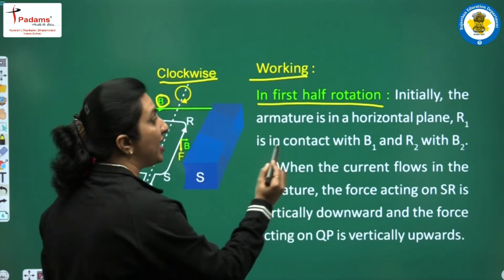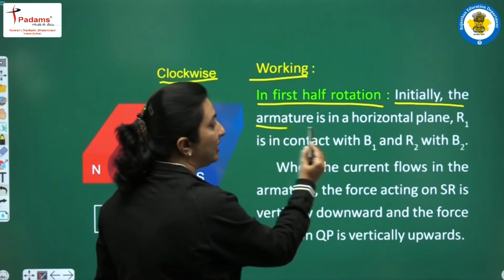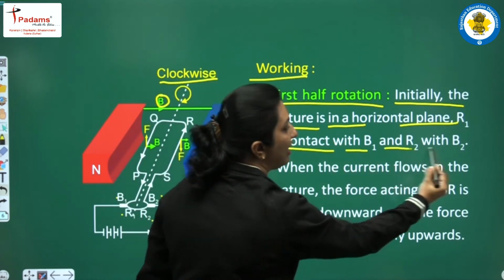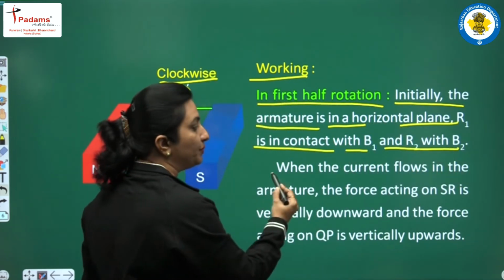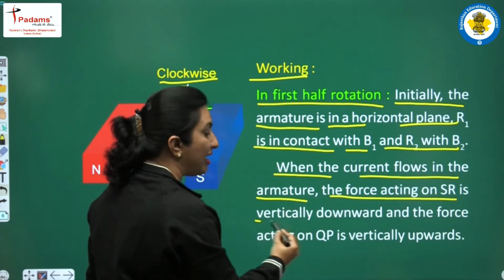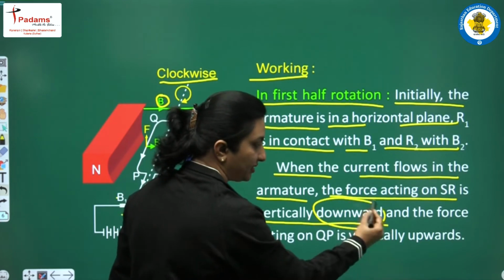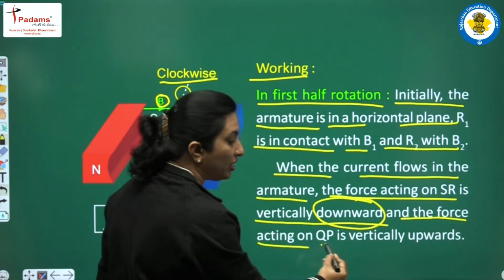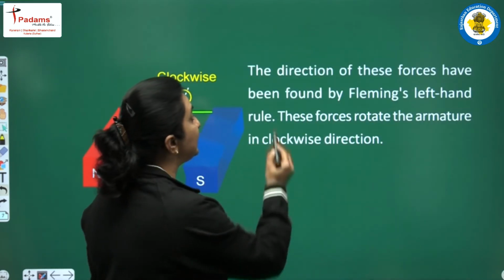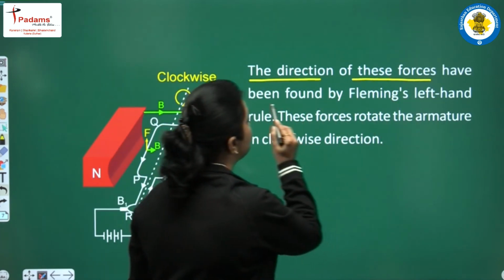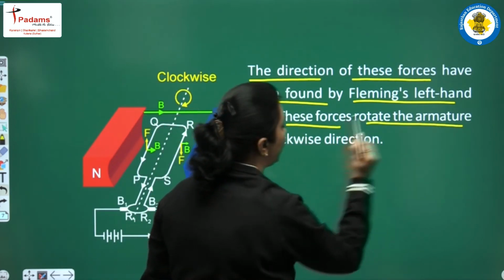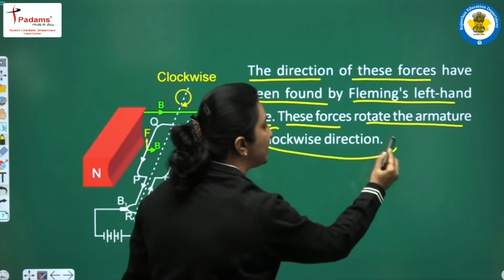So students, here what we have seen is that initially the armature is in a horizontal plane. R1 is in contact with B1 and R2 is in contact with B2. When the current flows in the armature, the force acting on SR is vertically downwards, and the force acting on QP is vertically upwards. So what we see is the direction of these forces have been found by Fleming's left hand rule. These forces rotate the armature in clockwise direction.